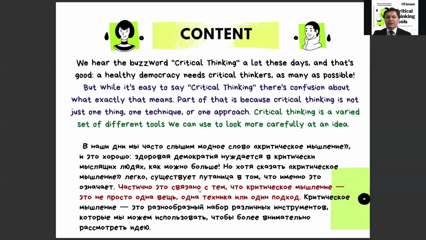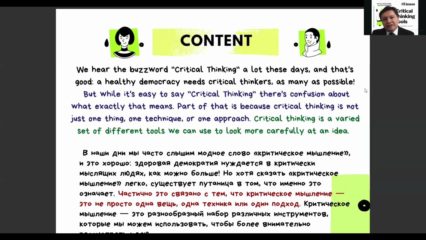According to our content, we hear the buzzword critical thinking a lot these days, and that's good. A healthy democracy needs as many critical thinkers as possible. But while it's easy to say critical thinking, there is a confusion about what exactly that means. Part of that is because critical thinking is not just one thing, one technique, or one approach. Critical thinking is a varied set of different tools we can use to look more carefully at an idea.